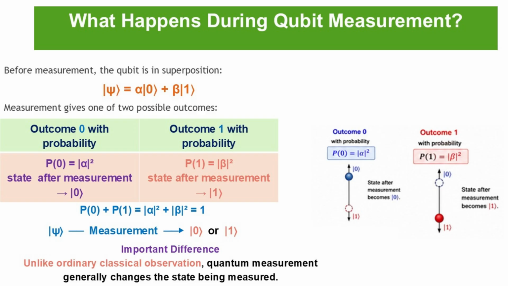What happens during qubit measurement? Before measurement, the qubit is in the superposition. When measured in the computational basis, there are two possible outcomes. We obtain 0 with probability, or 1 with probability. The two probabilities add to 1. So measurement changes the superposition into a definite state, either 0 or 1. This is an important difference from ordinary classical observation.